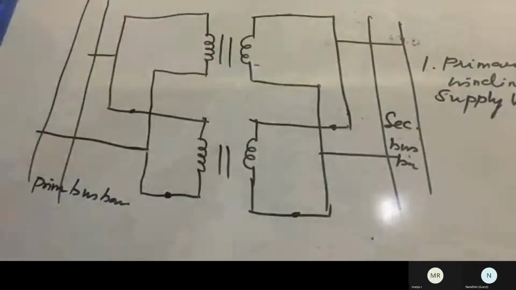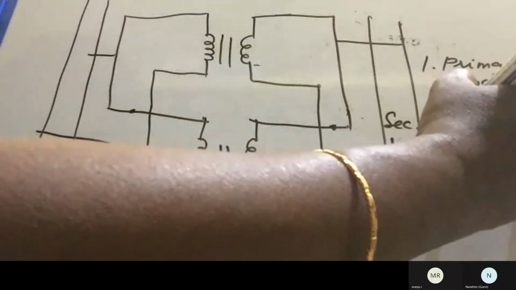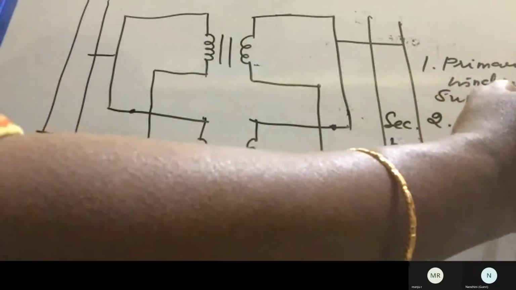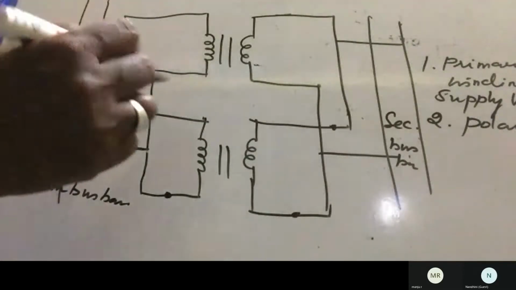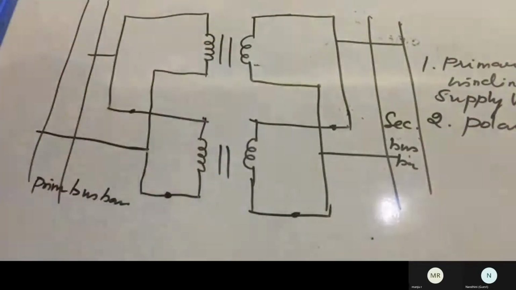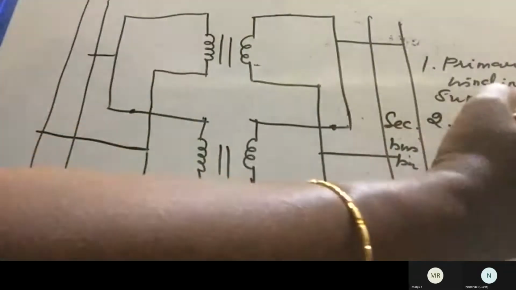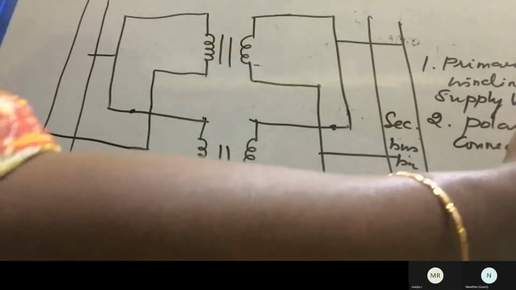So for that we have to take two identical transformers, and the polarity should be connected properly. That means both the primaries will be connected together, as well as both the secondaries, phase and neutral, with the proper polarity.